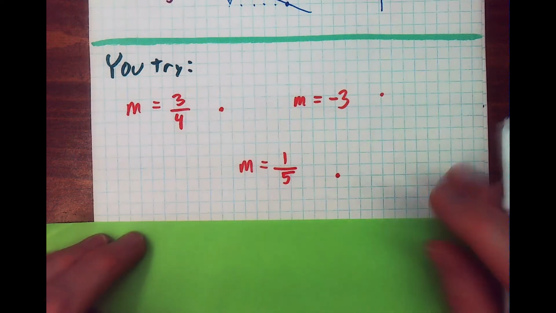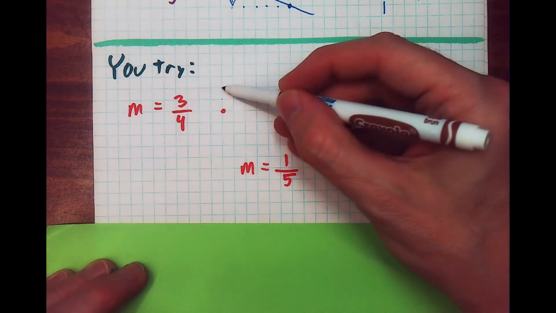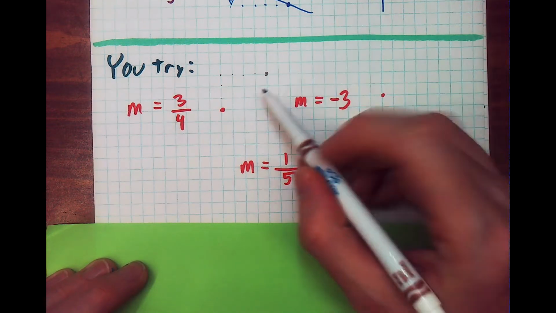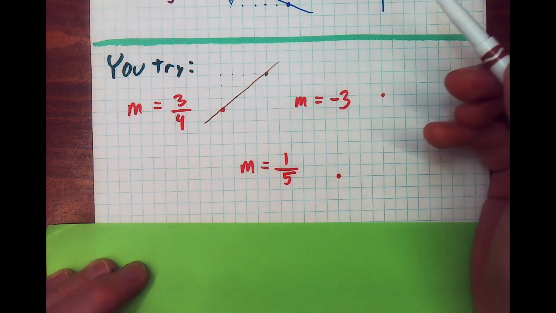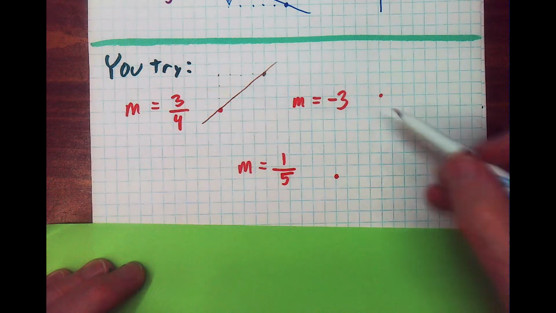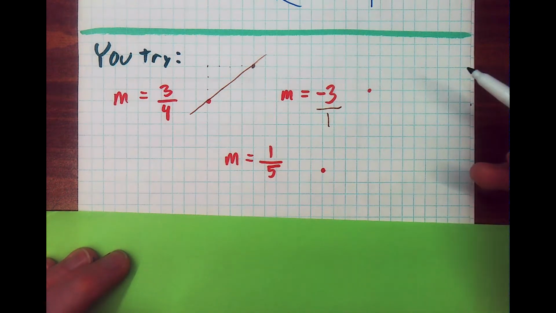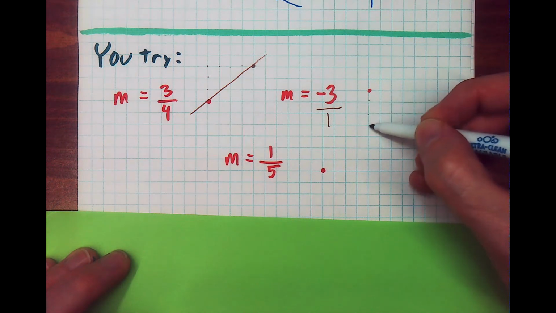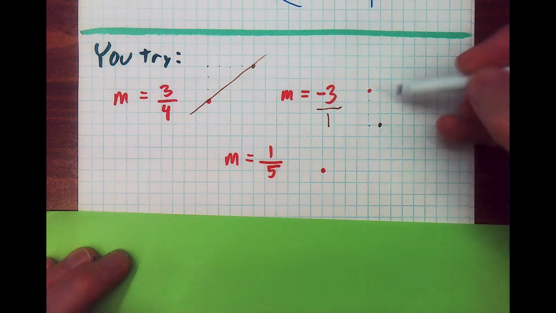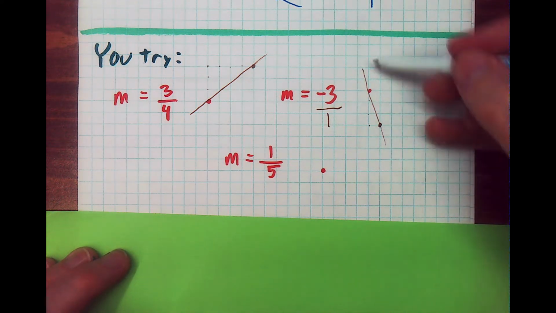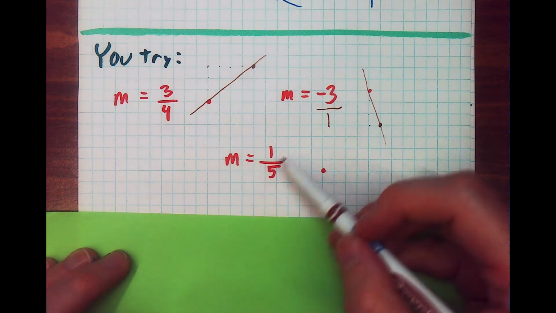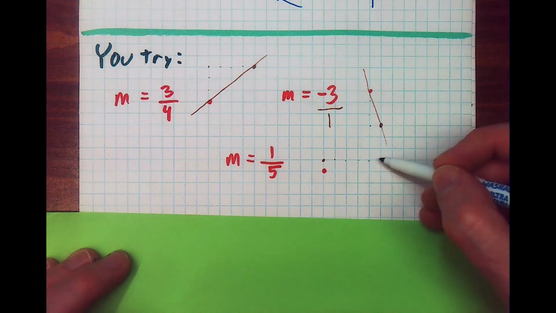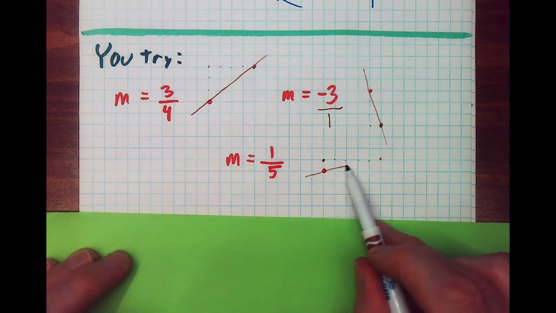Okay, a slope of 3/4 is rise 3, 1, 2, 3, run 4, 1, 2, 3, 4. So a slope of 3/4 looks like that. A slope of -3, again, it doesn't look like a fraction. We can make it a fraction. -3/1, that means we are rising -3. We're going down 3 spaces. 1, 2, 3, and then we're going to run 1 to the right. All right, so a slope of -3 looks kind of like that. And then lastly, a slope of 1/5, rise 1, and then run 1, 2, 3, 4, 5. So a slope of 1/5 will look kind of like that.